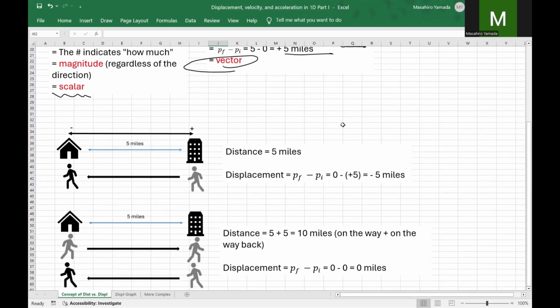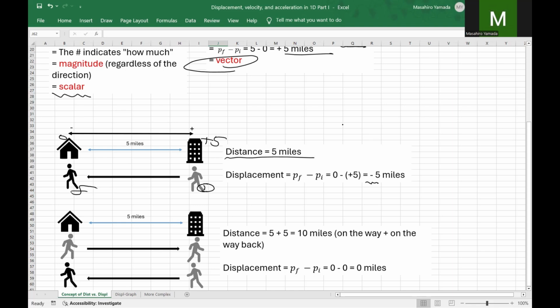In the second example, instead of him moving from home to his workplace, he actually started from his workplace and went home. And we know the distance is 5 miles. However, when we actually plug in the numbers in the displacement formula, we will see something different. Because the final position is not here, now it's here, which we know is 0. And where he started was positive 5. Therefore, this is the initial point. So 0, which is the final position, minus positive 5, which is the initial position, gives you negative 5 miles.